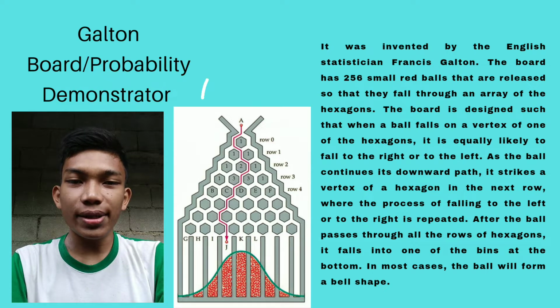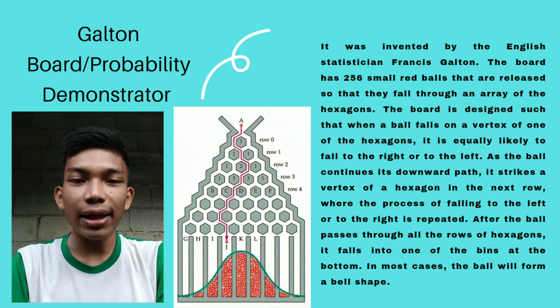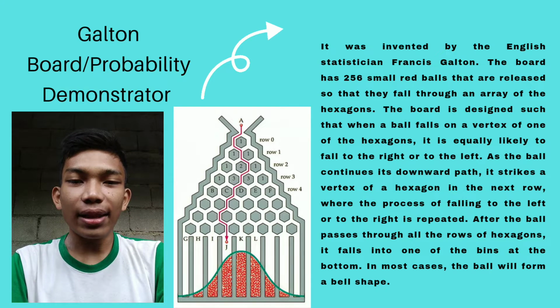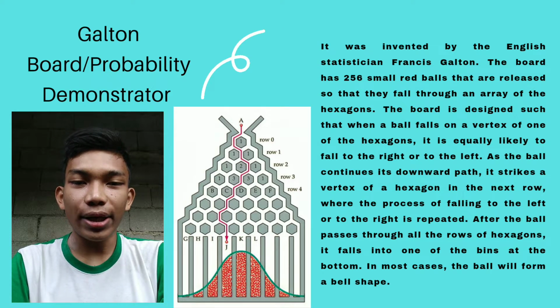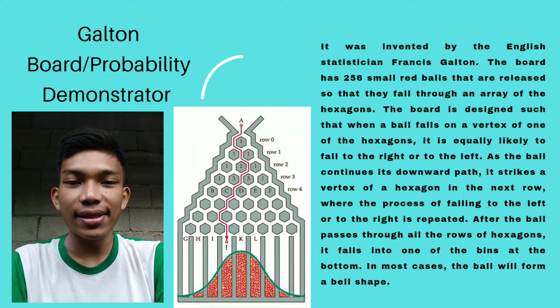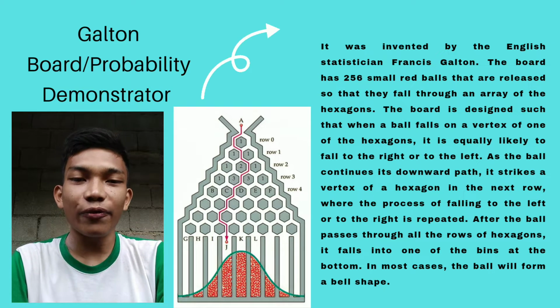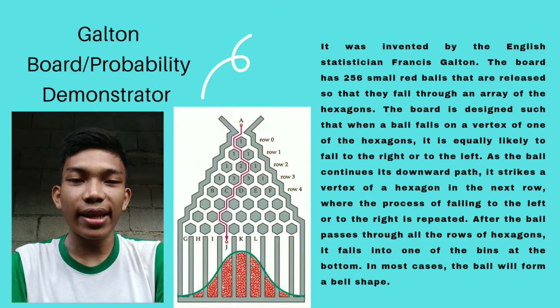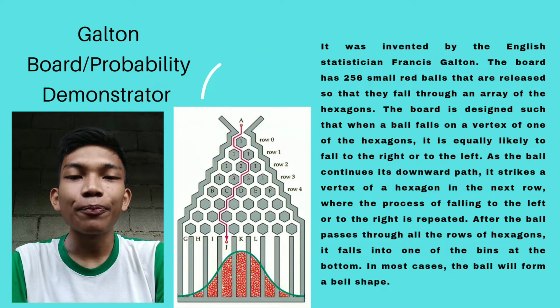So yung figure sa left side is yan na yung Galton board or tinatawag na nating probability demonstrator. It was invented by Francis Galton, which is yung particular board na yun or yung original Galton board ay mayroong 256 small red balls. But as of now, marami na rin gumagawa ng mga Galton board, which is iniiba nila yung color ng mga ball at saka yung quantity niya.